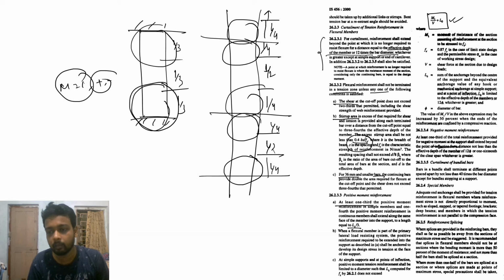Curtailment is not less than 40 times the diameter, except for bundled bars stopping at the support. Okay, splicing of reinforcement, not necessary to read. Now we talk about the lap splicing.